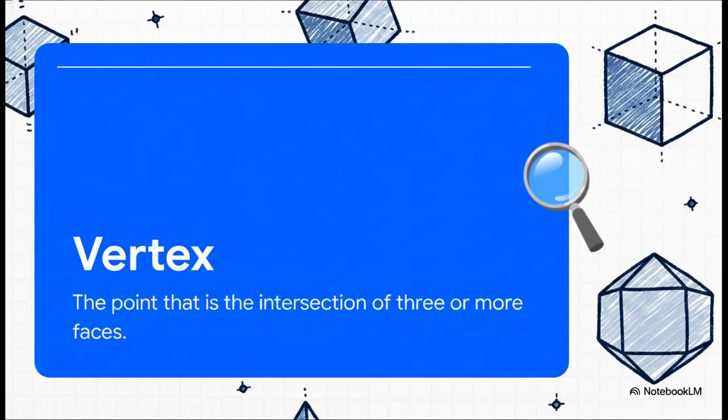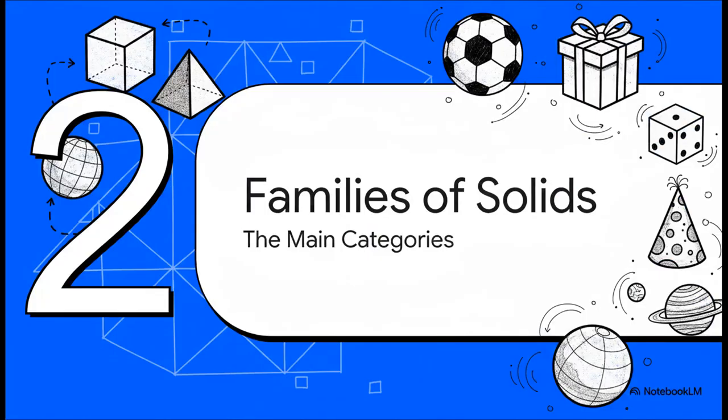And finally, the vertex. A vertex is, well, it's just a corner. It's the point where 3 or more of those edges all come together. Our cube has 8 of them. So there you go. Faces, edges, and vertices. That's the DNA of these shapes. So now that we have the building blocks down, let's meet the main families of solids. And trust me, you'll see these guys pretty much everywhere.